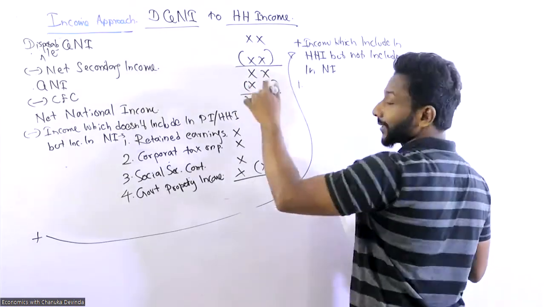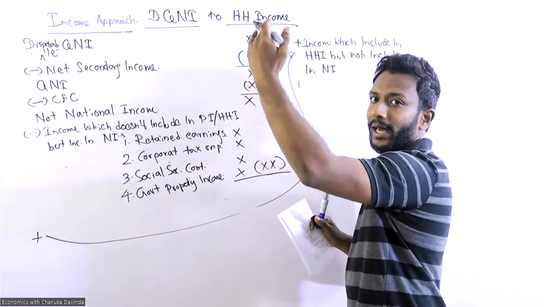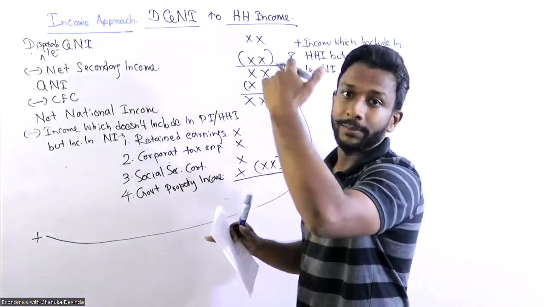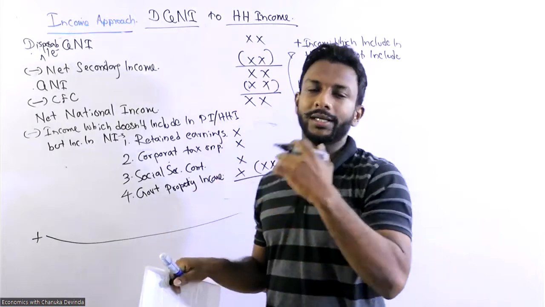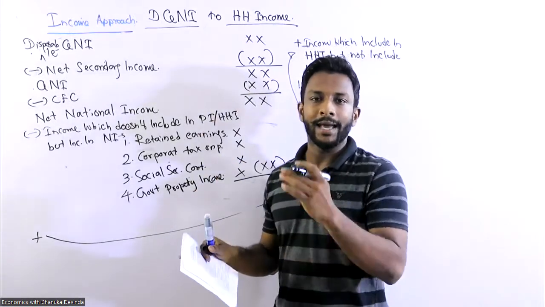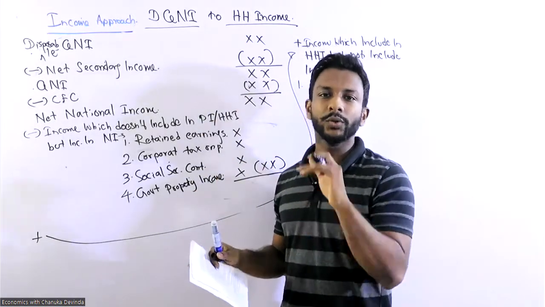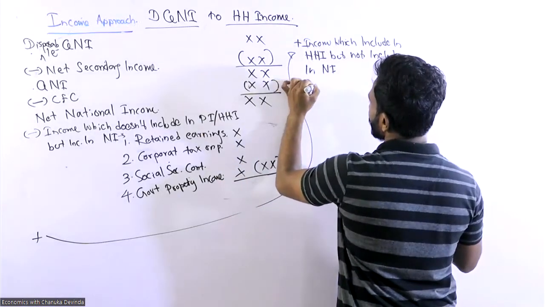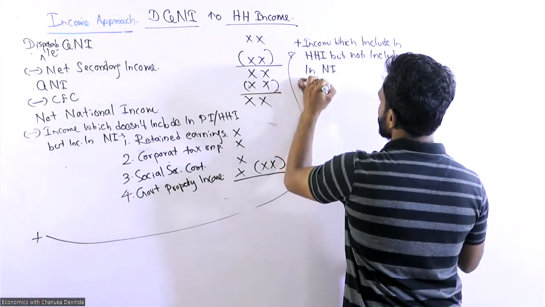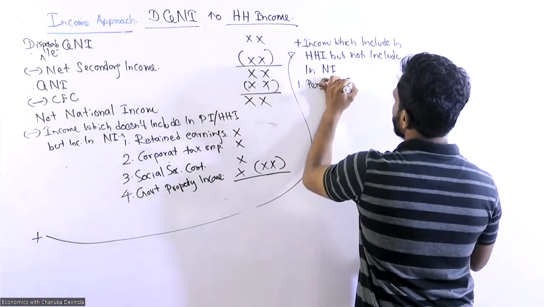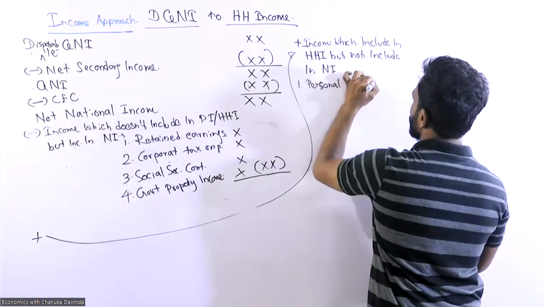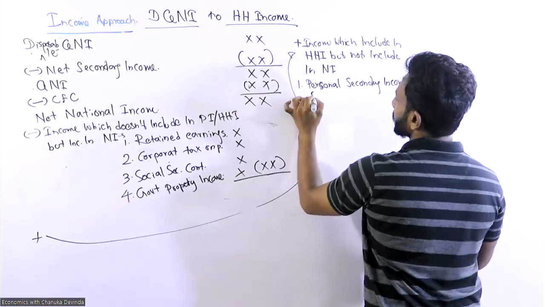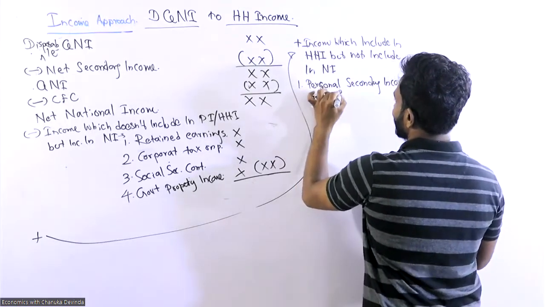That means if your parents, uncles, aunts, brothers and sisters are abroad, the money they send. That means if they are permanent employees in Australia or whatever the country, and they send some transfers to you, those are personal transfers. So here personal secondary income from rest of world.